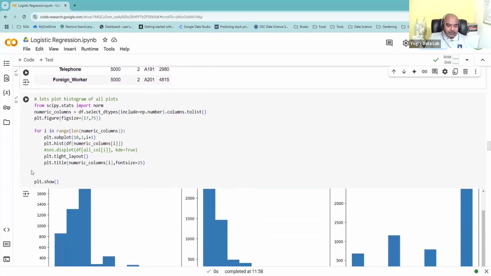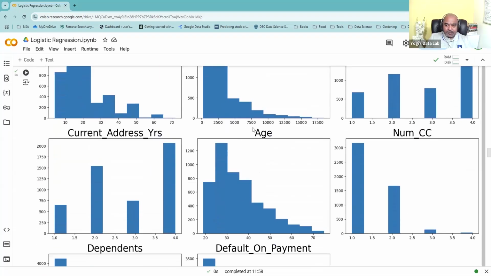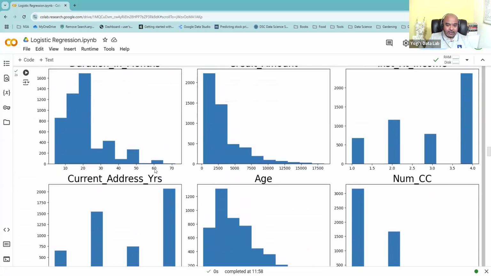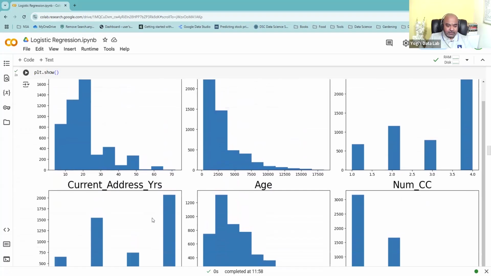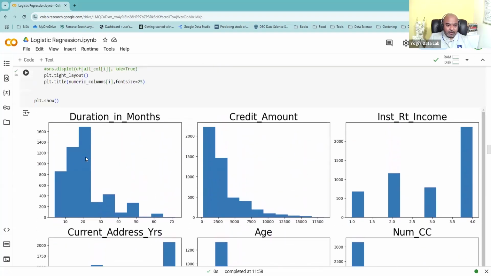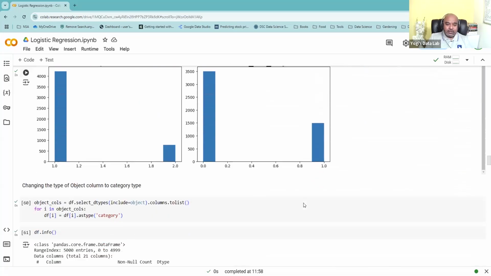Now I'll go ahead and look at the histograms. A couple of them seem to be skewed: default on payment, current address in years is skewed slightly towards the left, age is skewed towards the right, duration in months is skewed towards the right, credit amount is skewed towards the right, but we'll leave them as they are for now. Let us build a model and see how the results are.